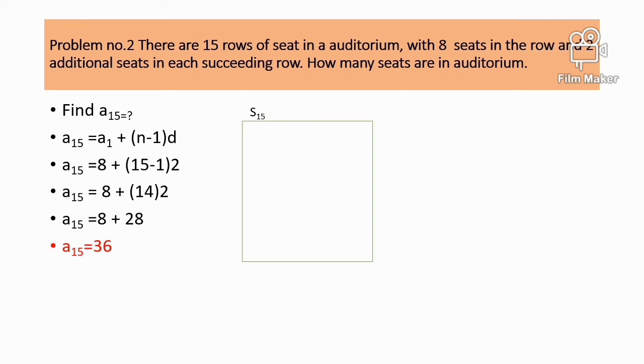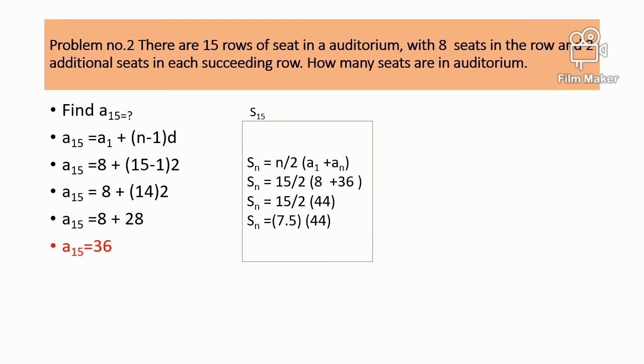So what will be the sum of up to 15? So we will write the formula. S of n is equal to n divided by 2 times a sub 1 plus a sub n. S of n is equal to 15 divided by 2 times 8 plus 36. S of n is 15 divided by 2 times 44. S of n is 7.5 times 44. So S of n is equal to 330.